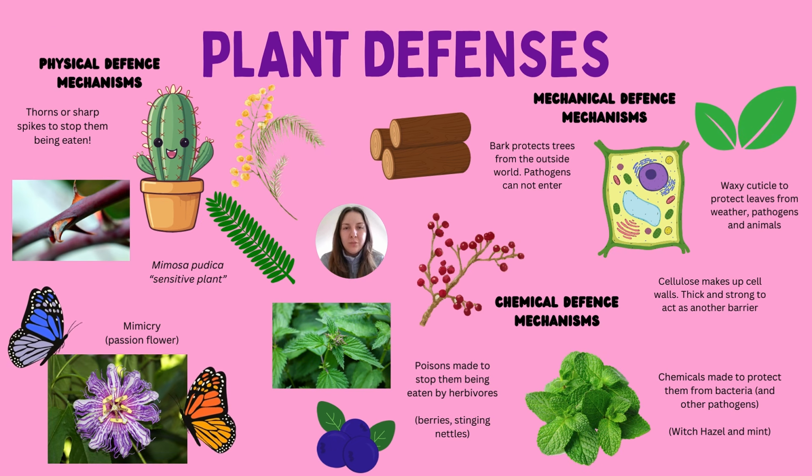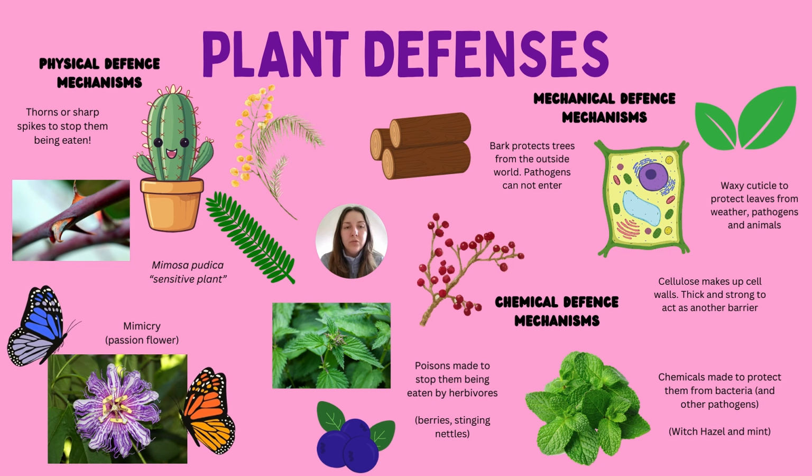So plants can defend themselves from pathogens, and you should know that there are three different types. We've got physical defense mechanisms, so thorns and sharp spikes to stop them being eaten by herbivores, never say predators. We also have chemical defense mechanisms such as poisons that stop them being eaten. We also have chemicals that help them protect from other pathogens like bacteria, so these can actually be protective as opposed to destroying or killing any different herbivores that may eat them.